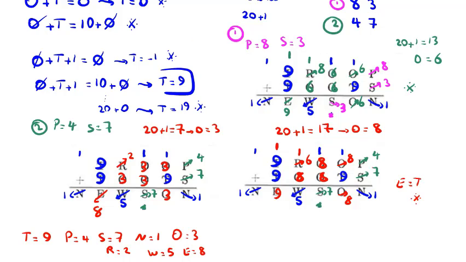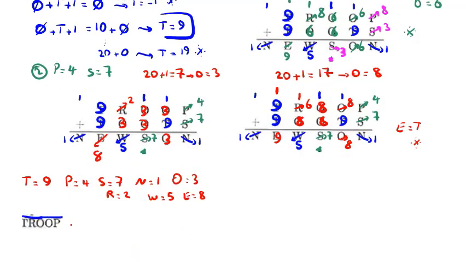So the problem says TROOP is what? So T is what? 9. R is what?